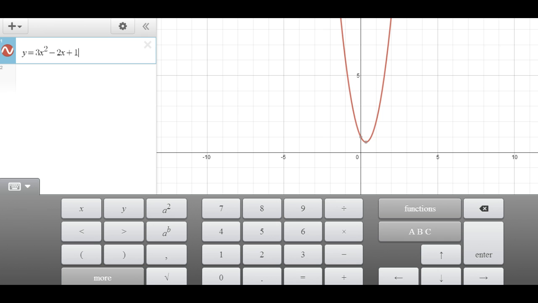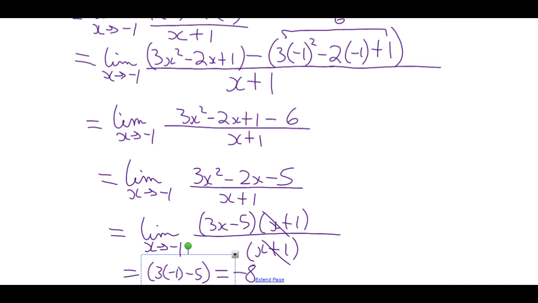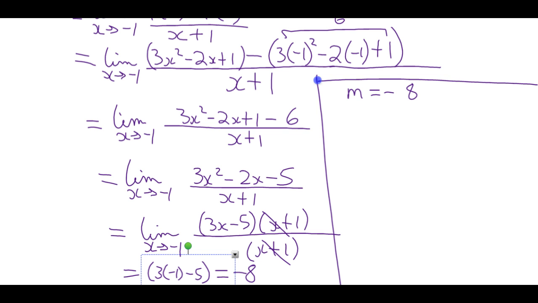We need a point on the line. How are we going to find the point on the line? Well, you know the x-coordinate. If you just push on that dot there, it'll actually give me the y-coordinate, but we have to do actual algebra here. So what do we know? We know the slope of the line, m, is equal to negative 8.